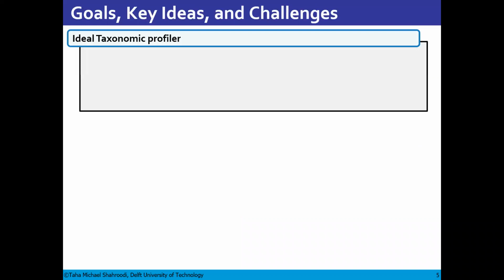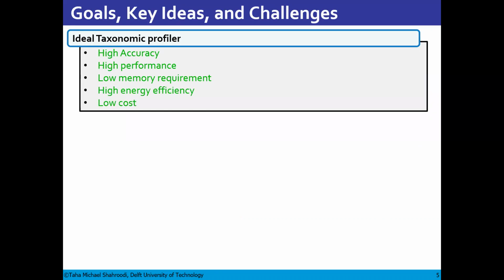An ideal taxonomic profiler, therefore, has high accuracy, high performance, low memory requirements, high energy efficiency, and low cost. There has been significant effort into improving profiling performance through efficient heuristics and computational approaches. However, although these approaches address the computation overhead in taxonomic profiling, none of them target the common operational bottleneck of profilers or alleviate the data movement overhead.